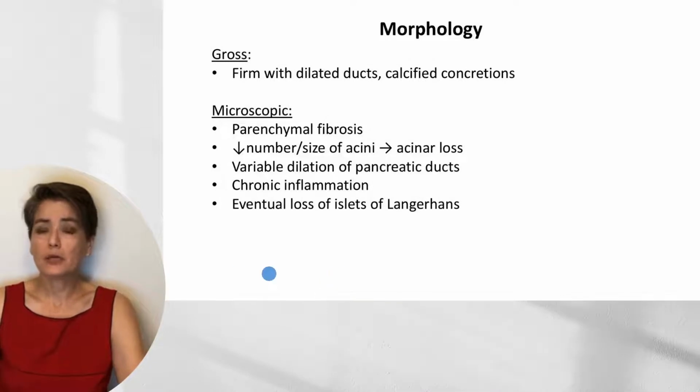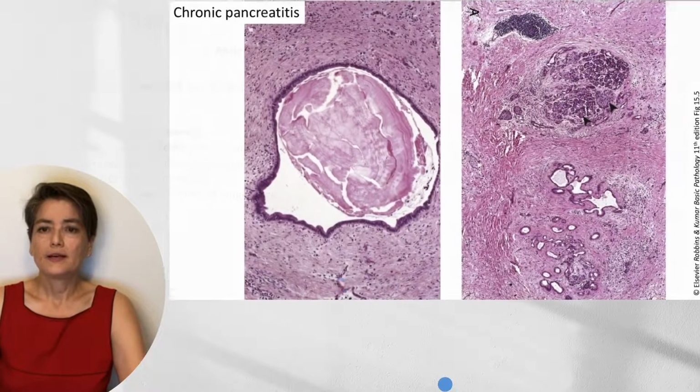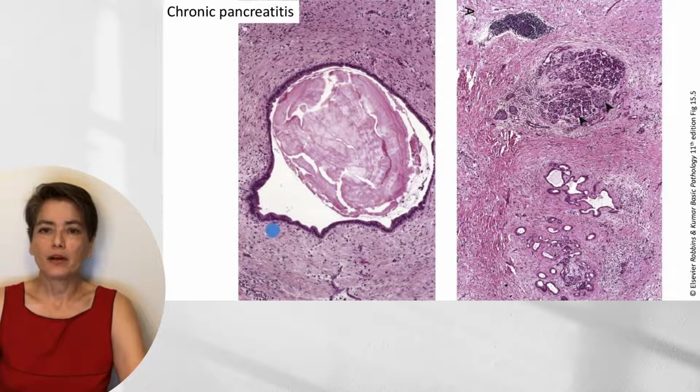So morphologically, what we will see when we remove the organ is that it's going to be very firm and fibrotic, and it can have dilated ducts with calcified concretions. Microscopically, we're going to see parenchymal fibrosis and a decreased number and size of our acini all the way to acinar loss. There will be variable dilation of our pancreatic ducts, chronic inflammation, and over time, loss of our islets of Langerhans. So let's take a look at this example of chronic pancreatitis.